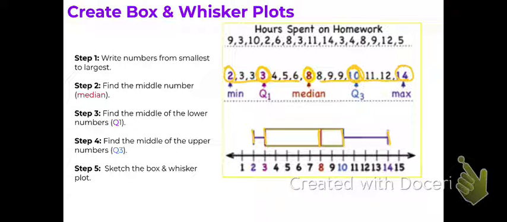You can see what the interquartile range is. It's from 3 to 10. So there's 7 numbers in that interquartile range. And that is that.